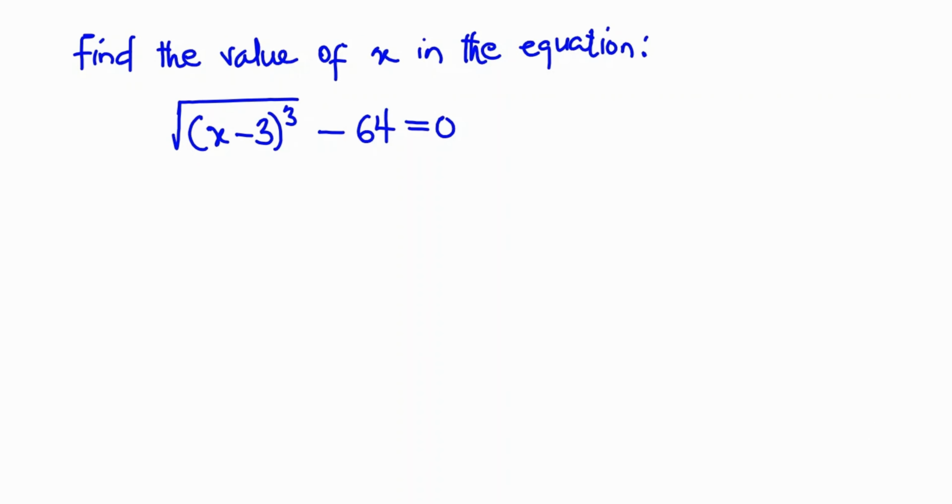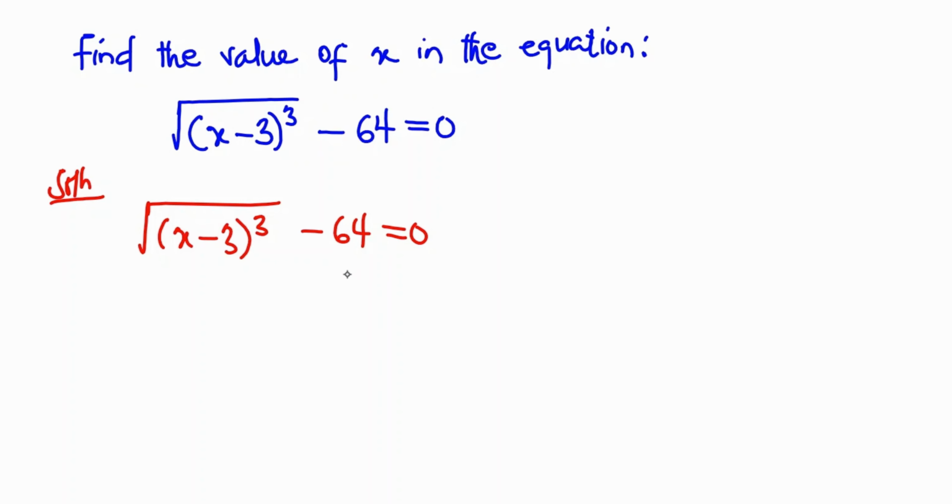So example 2 says that we should find the value of x in the equation square root of x minus 3, all exponent 3, minus 64 is equal to 0. Now these are the basis of radical equations. As we proceed, we'll be having a bit challenging questions. So here we have the square root of x minus 3, all exponent 3, minus 64 is equal to 0.